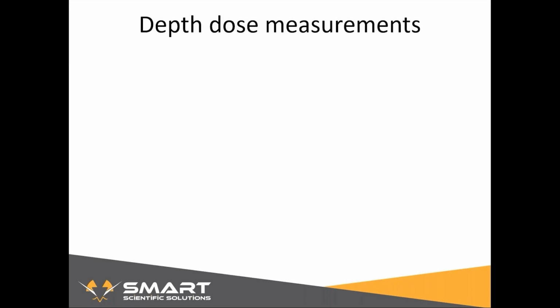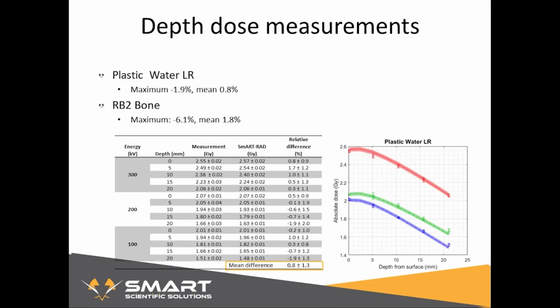I will show a segment of the depth dose measurements. Showing all the results is a bit too much for this presentation. But for example, on the right, you can see the figure for the plastic water. The full line with the color wash around it is the Monte Carlo simulation. And then the box with the error bars are the measurements. You can see that everything is within uncertainty of each other, which is very good, of course. The maximum deviation we saw was 1.9% with a mean of 0.8.